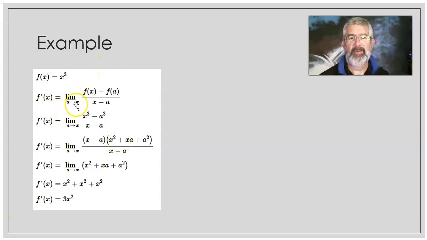The derivative is the limit as a goes to x of f of x minus f of a all over x minus a. Of course, that's just the definition. Let us now apply our function to that, or that to our function, one way or the other. F of x is x cubed. F of a is a cubed. And here's where they've got to do a little bit of algebra that maybe they're not used to.